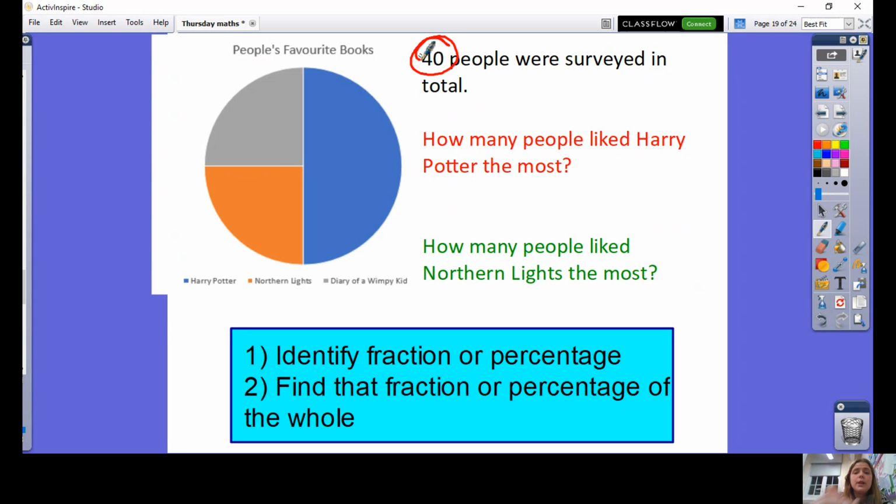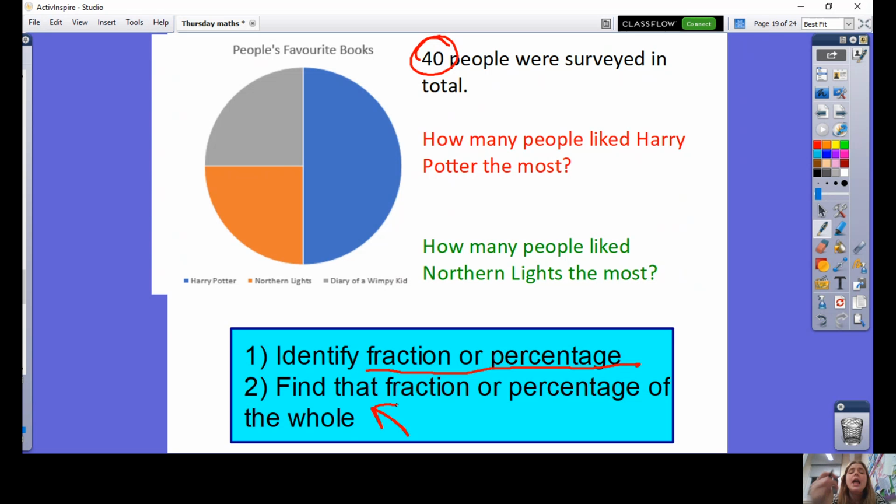Now in these questions, we know how many people are surveyed. So we're being asked not what fraction, not what percentage, but how many people. That means there are 2 steps. Step 1 is to identify the fractional percentage, then find that fraction of the whole.